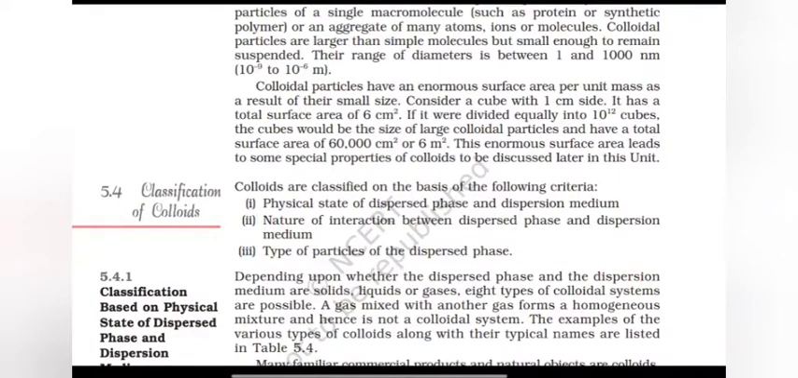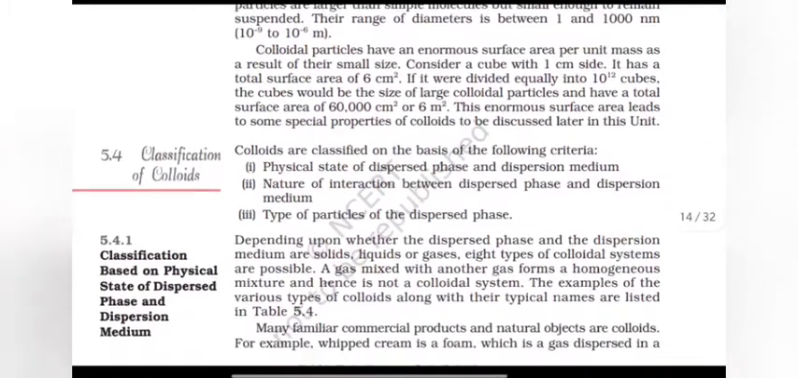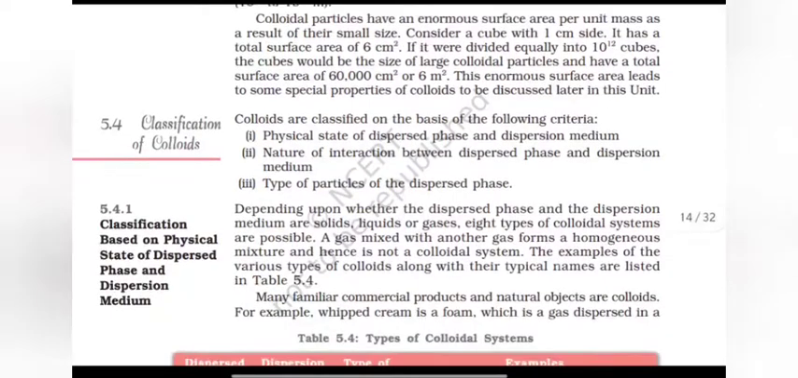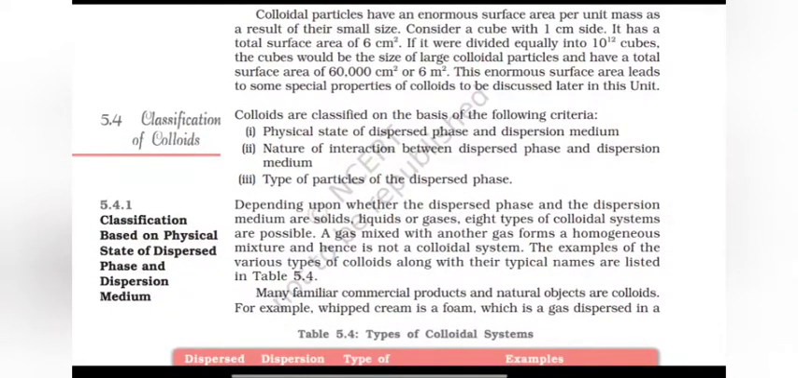Colloidal particles have an enormous surface area per unit mass as a result of their small size. Consider a cube with 1 cm side. It has a total surface area of 6 cm². If it were divided equally into 10^12 cubes, the cubes would have the size of larger colloidal particles and have a total surface area of 60,000 cm². The enormous surface area leads to some special properties of colloids, to be discussed later.